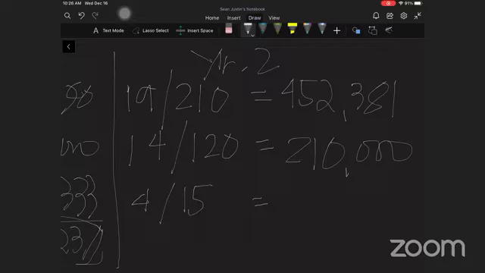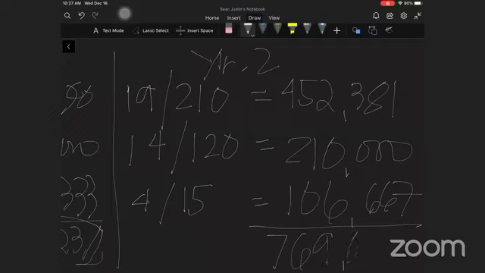Okay, sige. Machine C, that's 400,000 times 4 divide 15. Okay, that's 106.667. Okay, so that's 452,381. So 210 and 106.667. So the total depreciation expense for year 2 using sum of years digit, okay, that is 769,048. Okay, this is the depreciation expense on year 2.